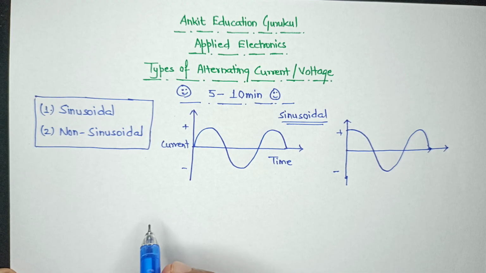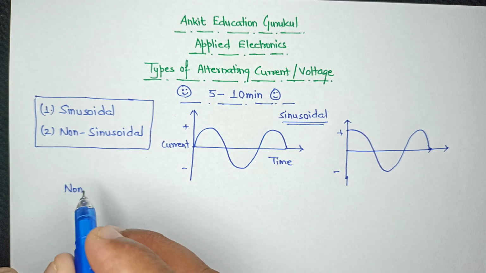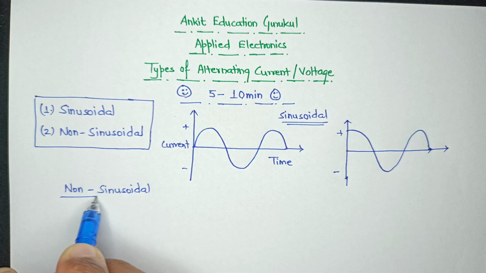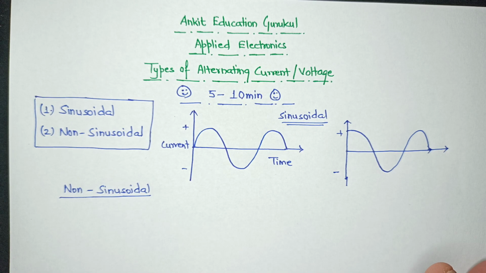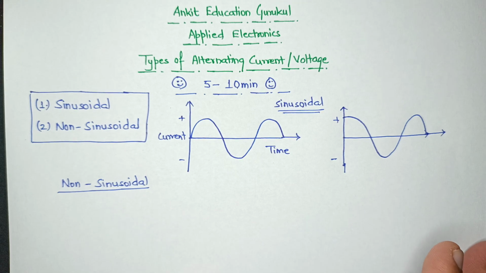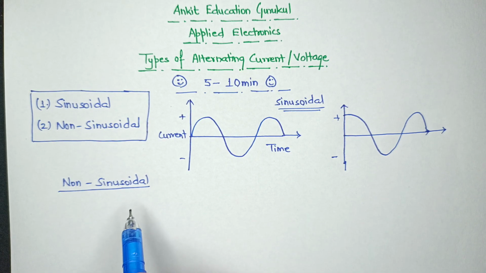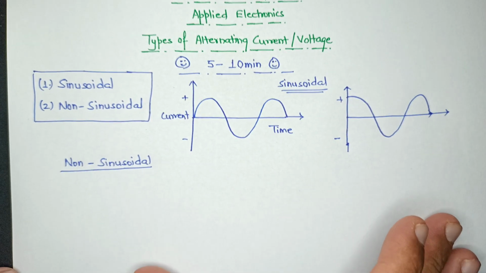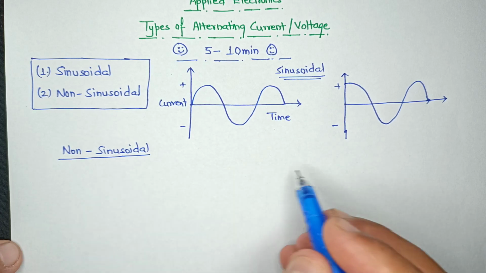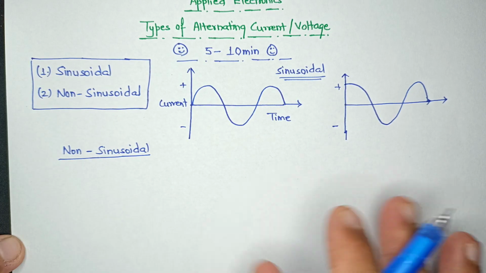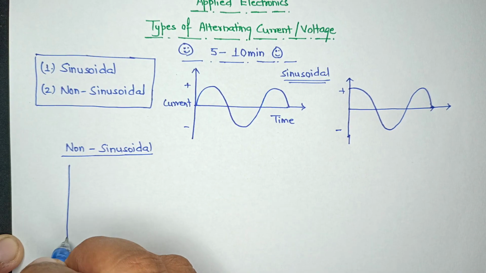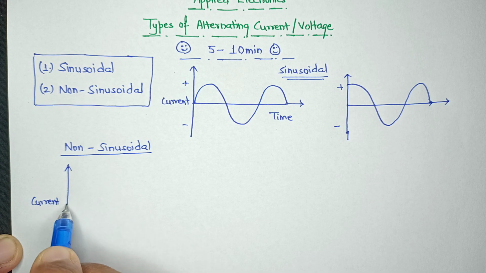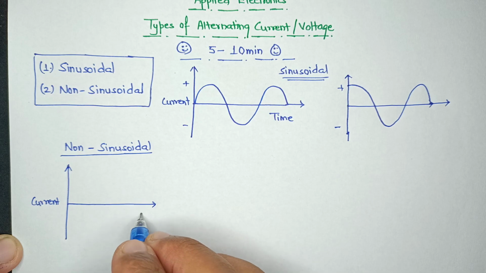Now let us take the example of the non-sinusoidal waves. So let me write non-sinusoidal. In addition to the sinusoidal alternating current, we also have the second category in which the nature is the same, that it is alternating in nature, but instead of having a curvy structure, it has a square, triangular and a sawtooth structure as well. So let us say if I draw an axis over here that represents current, and then on this particular axis I draw the time axis.